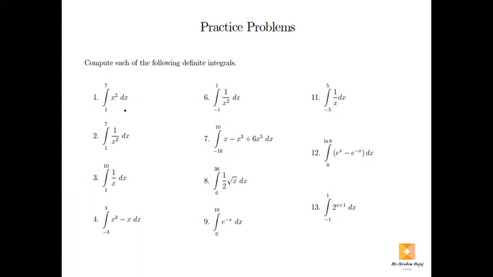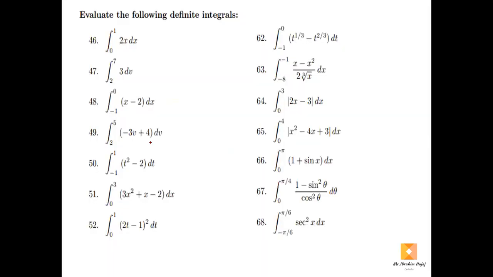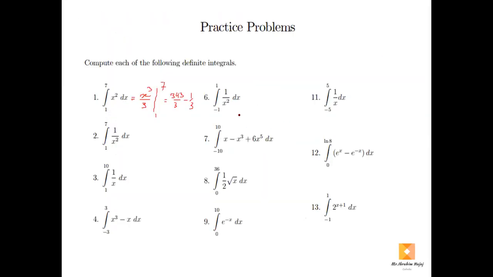The first question is so easy. We just add 1 to the exponent and divide by it, and then evaluate. No need to solve this. Let's write the answer directly. It's x to the power of 3 over 3, evaluated from 1 to 7. When it's 7, it is 343 over 3, minus 1 over 3.